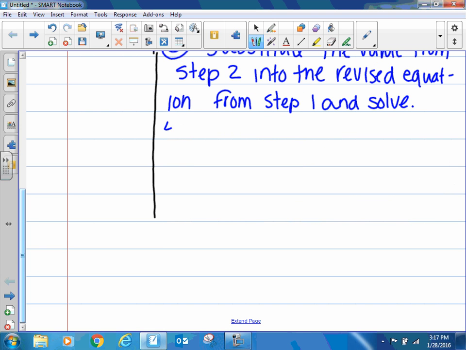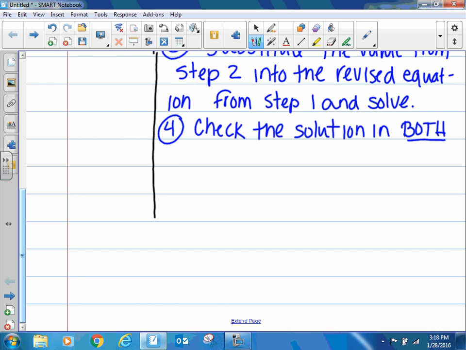And the fourth one, we are going to check the solution in both original equations. And again, this step is optional. If I were you, I would do it every time. It doesn't hurt to check your answers when you have unlimited time to take these assessments.